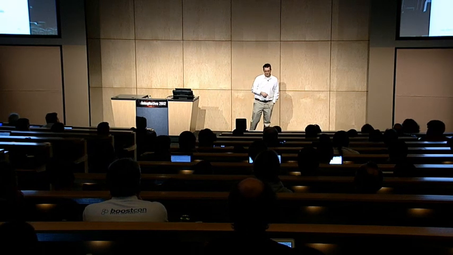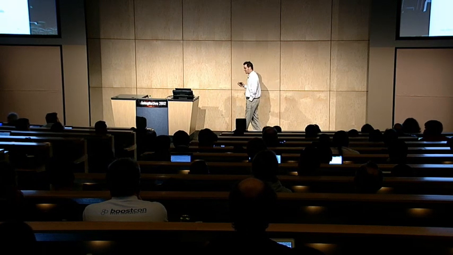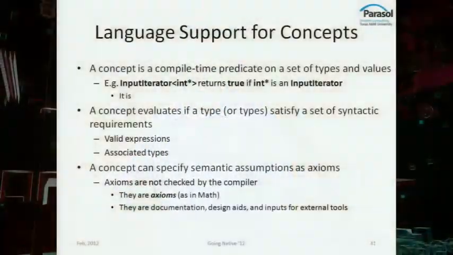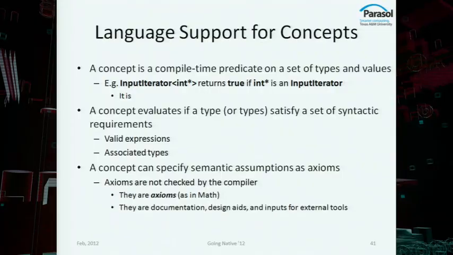So a concept in our view is really just a predicate. That's all it is. You use it to evaluate properties of a type. So it returns true or returns false. So for example, if we want to ask if an integer pointer, int star, is an input iterator, we would write what you see right below that first line there, input iterator int star. And this should evaluate to either true or false, depending on whether or not int star is an input iterator. And I assure you that it is.